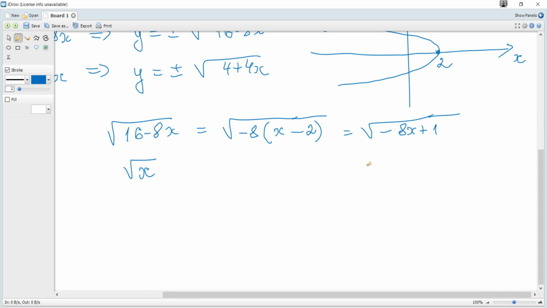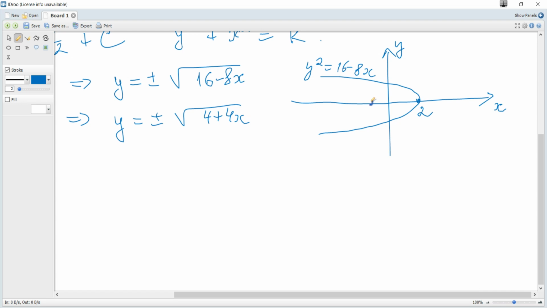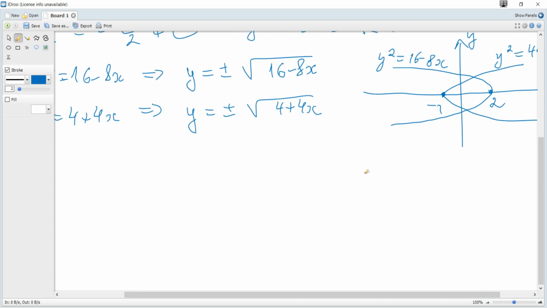And for the second curve, you can see that the x intercept is -1 and there is a plus in front of x, so it's shifted to the right, something like this, -1. y squared is 4 plus 4x.